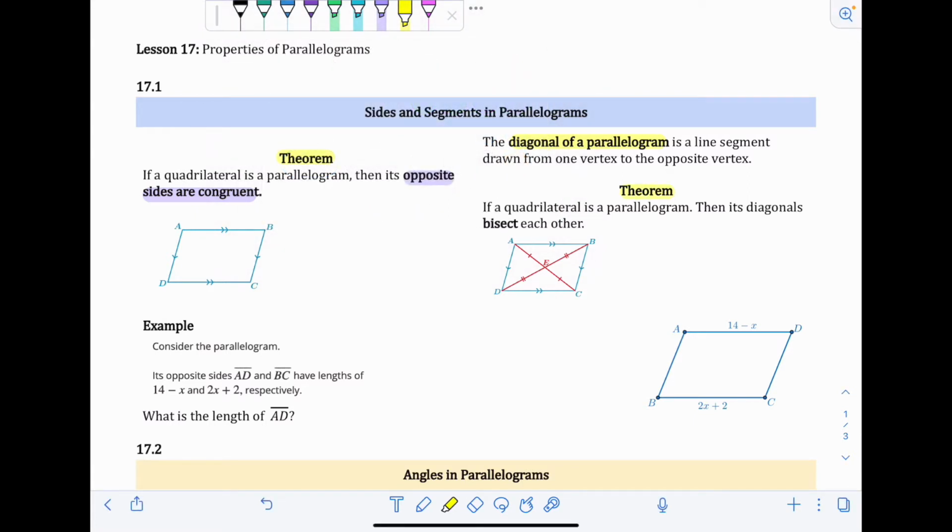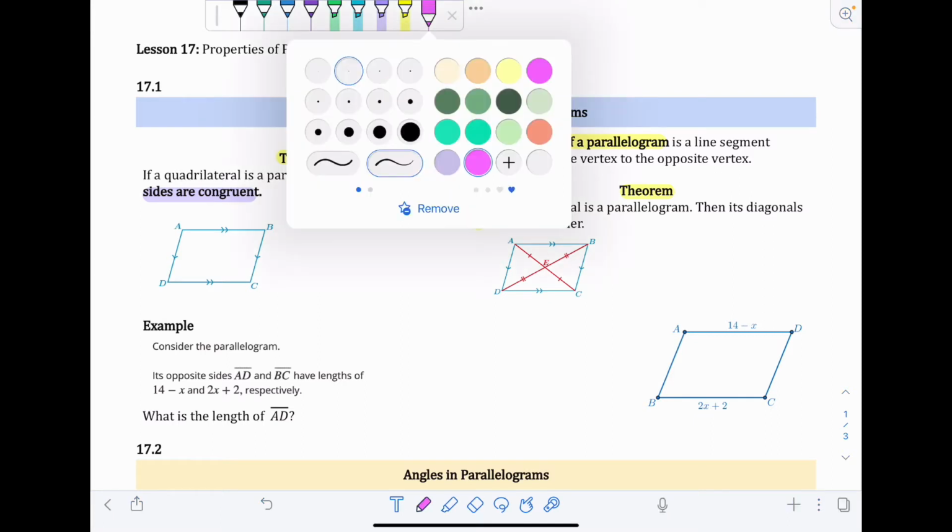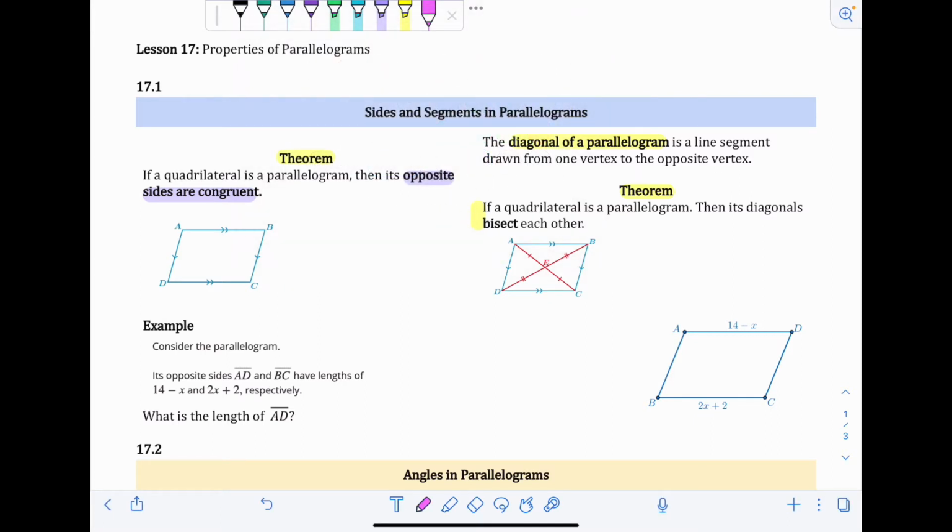If a quadrilateral is a parallelogram, then its diagonals bisect each other. Remember, bisect means to cut into two congruent halves. So if we look at the graphic down here, you could see one diagonal is segment AC and one diagonal is segment BD. And they each cut each other in half. So BD cuts AC in half, into two congruent halves. And then AC cuts DB into two congruent halves. So they bisect each other.